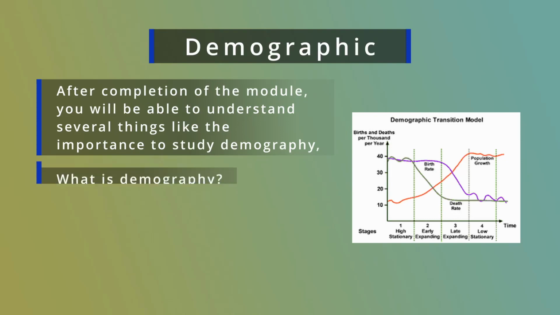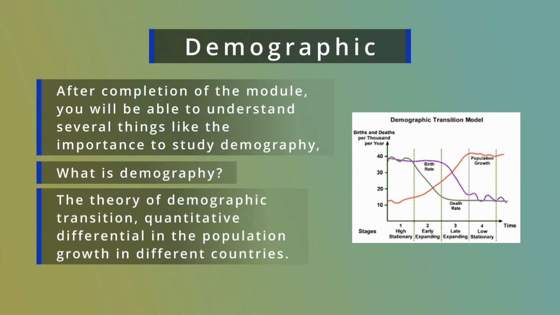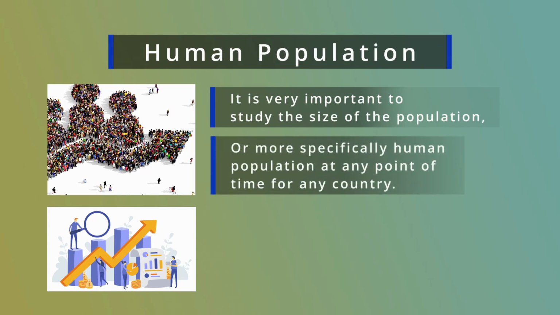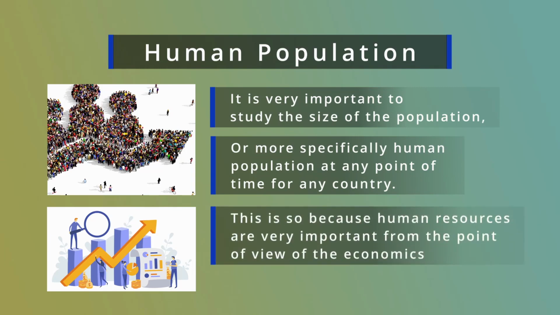demography, what is demography, the theory of demographic transition, quantitative differential in the population growth in different countries. Coming to the point to the importance of demography, it is very important to study the size of the population, or more specifically human population at any point of time for any country. This is so because human resources are very important from the point of view of the economics. It is not only an important factor of production but also ends in the production process.